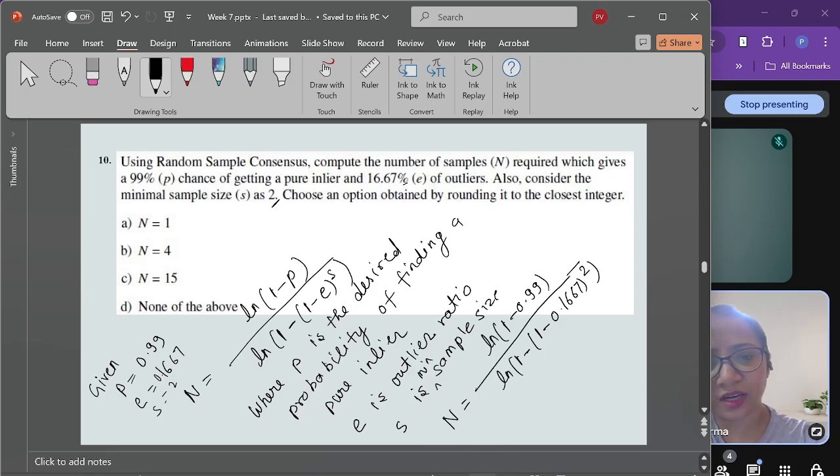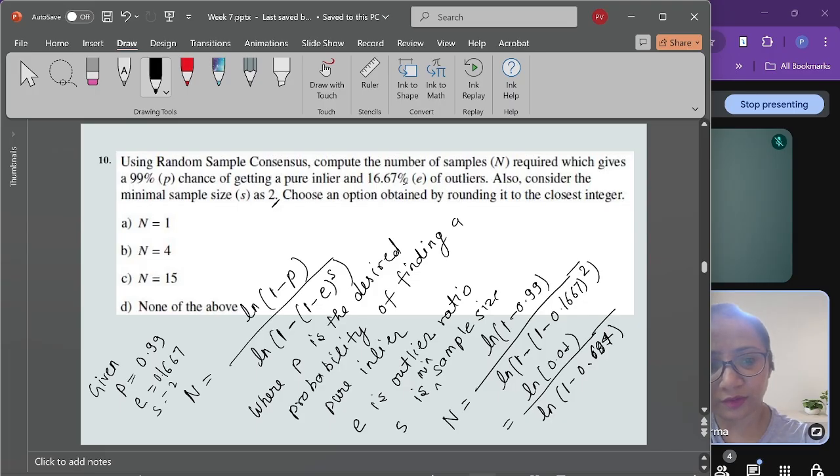Okay, so for that you have to calculate with the natural log. So here you will get natural log of 0.01. Can you calculate and let me know what will be the values? And here ln 1 minus 0.6949, 4 you will get here.